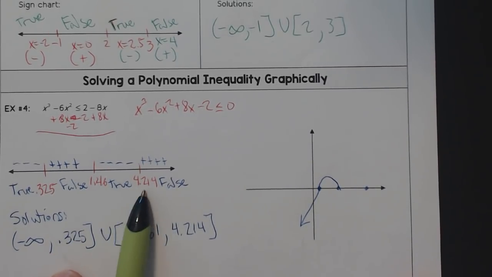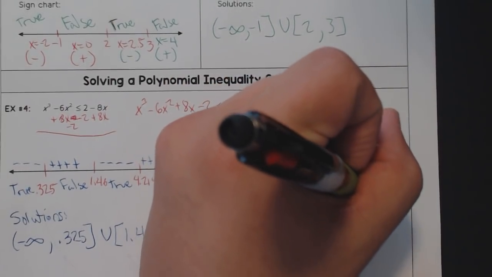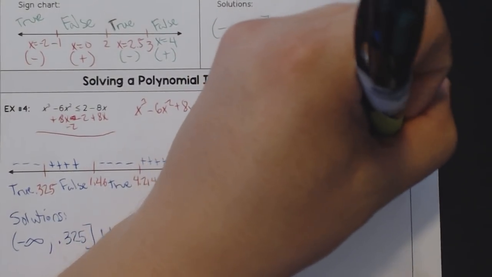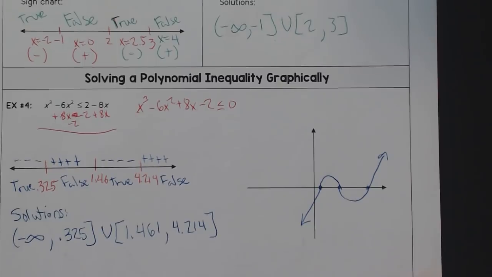Between 1.46 and 4.214 is going to be negative. So I want negative values. So it curves back up. And then after that, it's going to be positive. So I have it go straight up. And there's my graph. Nothing more to it.